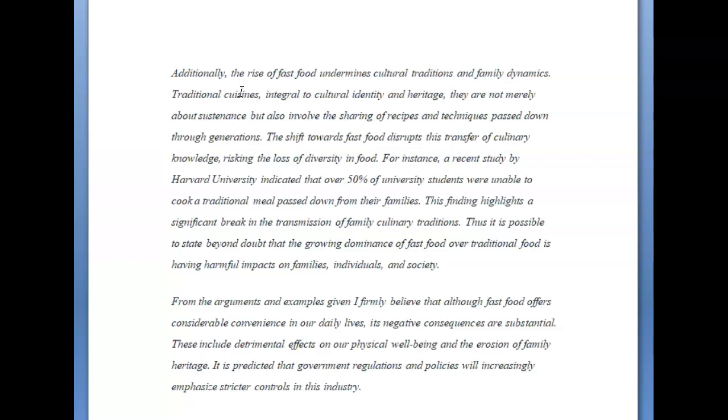Okay, let's keep going. From the arguments and examples given, I firmly believe that although fast food offers considerable convenience in our daily lives, its negative consequences are substantial. These include detrimental effects on our physical well-being and the erosion of family heritage. It is predicted that government regulations and policies will increasingly emphasize stricter controls in this industry.